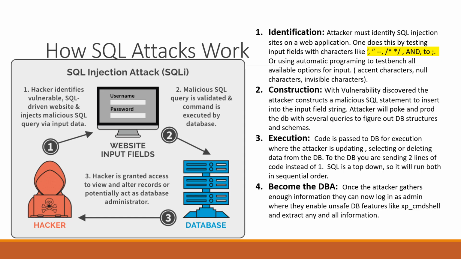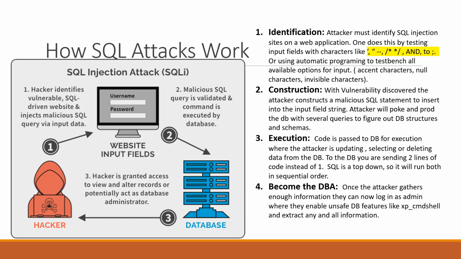They will use an automatic programming technique to test bench all the available options for input. Sometimes they include accent characters and null characters or invisible characters. What they're effectively trying to do is either get a successful query to go across or get the database to produce an error code. A lot of times giving accent characters or null characters, or even invisible characters will cause the strings or things in the database to malfunction and cause strange errors to occur that the attacker can use to then manipulate the database.